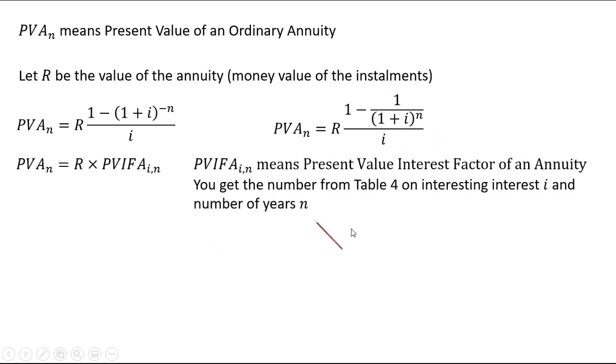And again, if you look at table number 4, we get the present value interest factor of an annuity. We intersect the interest and the number of years column. So we get a number from there.